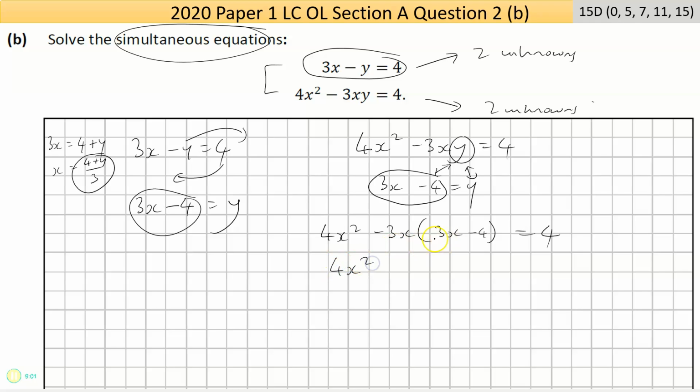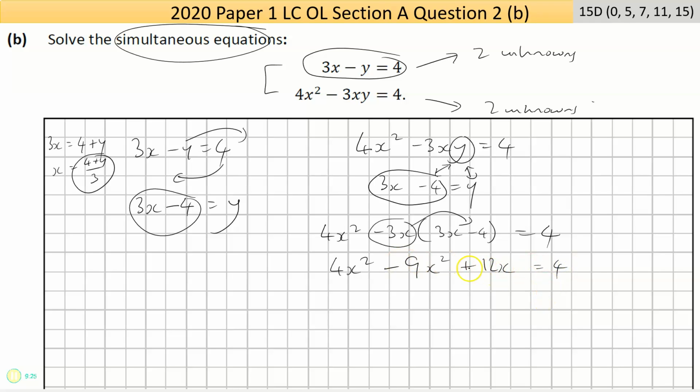So 4x squared, multiply the brackets out. So first step of simplification, remove brackets. So minus by plus is minus. 3 times 3 is 9. X times x is x squared. Now I need to not forget to multiply this term by the second term of the bracket. Very common mistake. Minus by minus is plus. 3 by 4 is 12. In this case, the x carries over. And that's equal to 4.